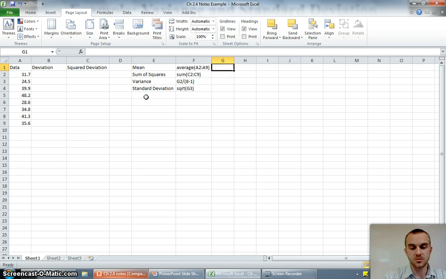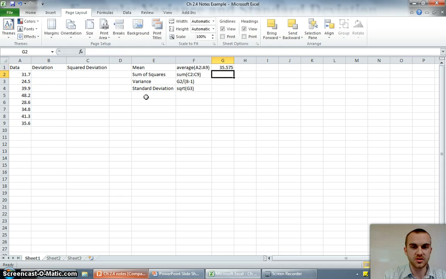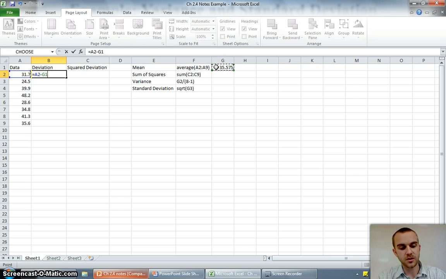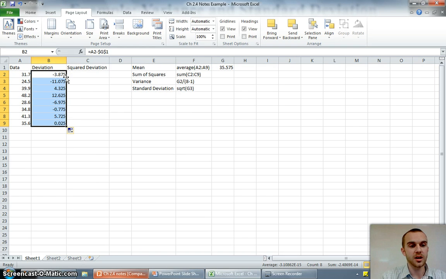Our first step, though, if you remember, was to find the mean. So I use the average, in this case A2 through A9. And I could just highlight them and do the same thing. The next step was to find each deviation. So I'm going to use the equal sign. I click first on the data point, minus the mean. And I'm going to use that mean over and over again, so I'm going to hit F4 to lock it into my formula. Now what I can do is just double click in the bottom right corner and all of those fill in.